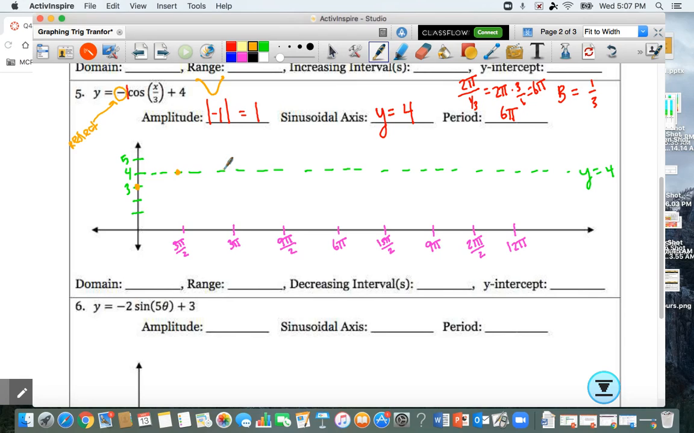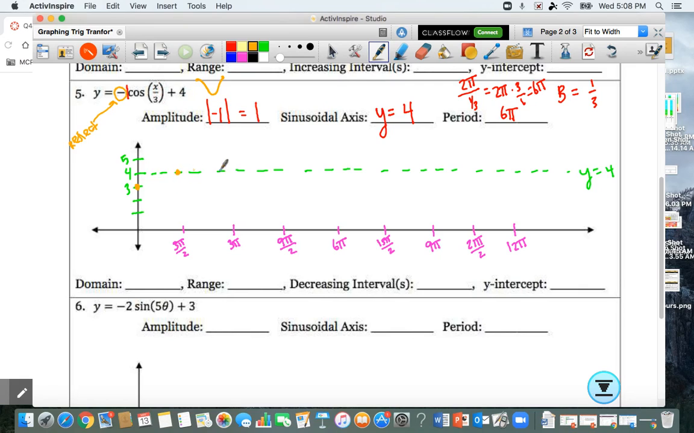So what's 3/2 divided by 3? That's 1/2. So that's pi over 2. When I plug this in, I get pi over 2. Cosine of pi over 2, so that's the top of my unit circle, and the cosine is 0. So I end up with 4.